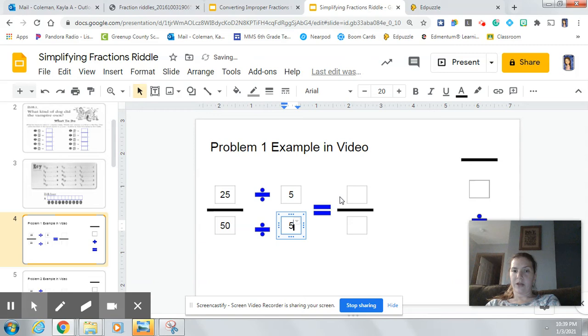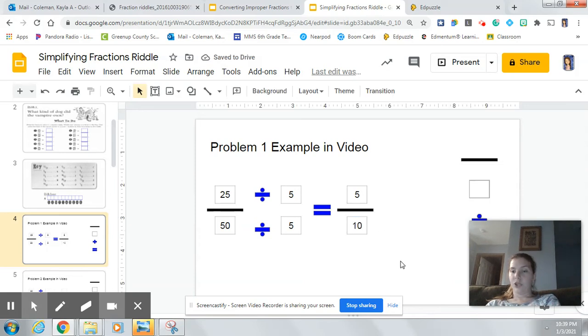And 25 divided by 5 would be 5. And 50 divided by 5 would be 10. So one trick with this was not finding the greatest common factor. This was just finding a common factor. 5 was just a common factor. It's not the greatest. So 5/10 is actually not completely simplified.